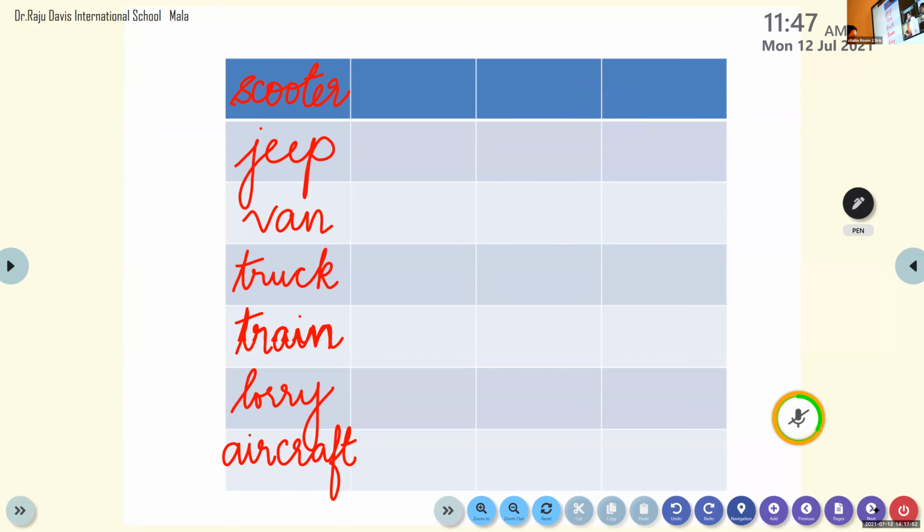Please do check it. Have you written scooter, jeep, van, truck, train, lorry, aircraft? Now it's already time up, my dear children. So it's time for us to wind up today's session.